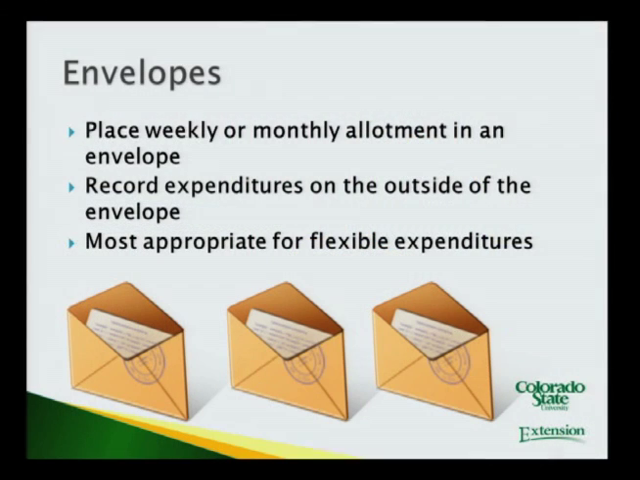Again, you can put the allotment in the envelope. You might also want to use the outside of the envelope to write down how much you've spent every time you've spent some. And it is most appropriate, I think, for those flexible expenses. It seems a little bit silly to me to have an envelope for the rent when it's a one-time payment.